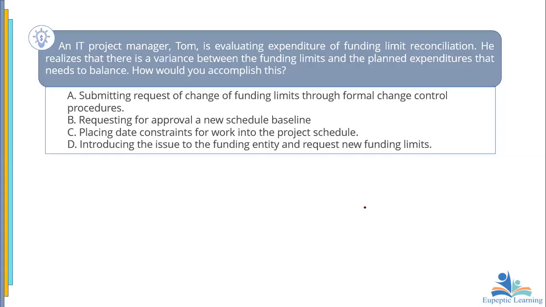So this is a typical exam question. An IT manager, Tom, is evaluating expenditure of funding limit reconciliation. He realizes that there is a variance between the funding limit and the planned expenditure that needs to balance. How would you accomplish this if you were Tom? Just look at it carefully and then come out with an answer.